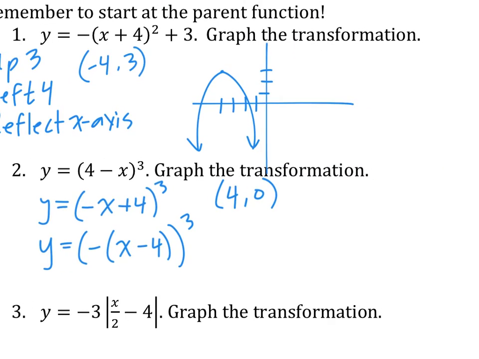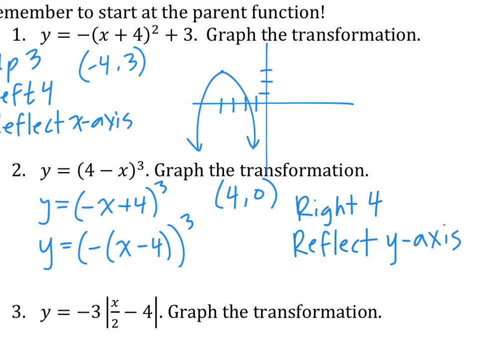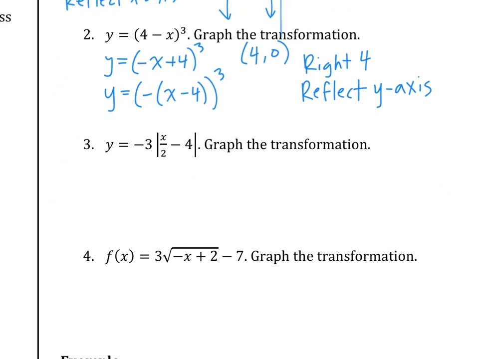Please be careful. This one, what's the transformation? 4 to which direction? Right. Okay, right, 4, and then what? Ooh, wrong axis. Y-axis. The negative is inside the cube, right? The negative is inside the cube, so it's going to be y-axis. Okay, now we get to the hard ones.